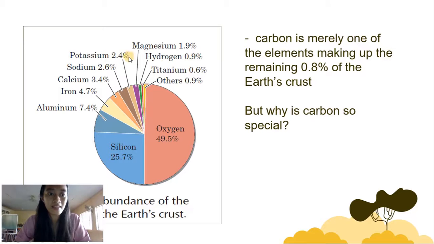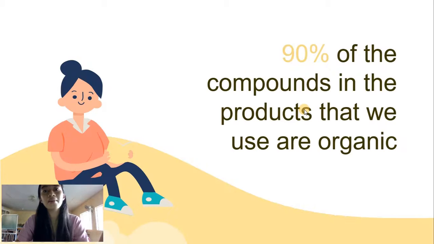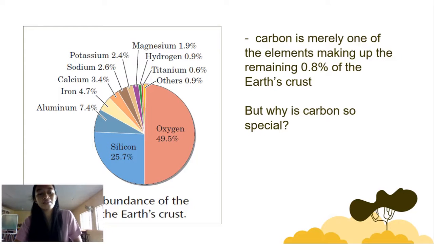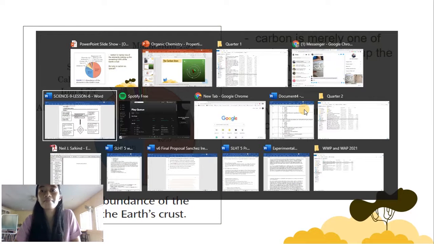Why could this be? Because on planet Earth, we have a lot of oxygen and silicon. They are more abundant than carbon. But almost all the compounds here on Earth have carbon in them. So 90% of the compounds in the products that we use are organic, or have carbon in them. So let's go to the SLHT.